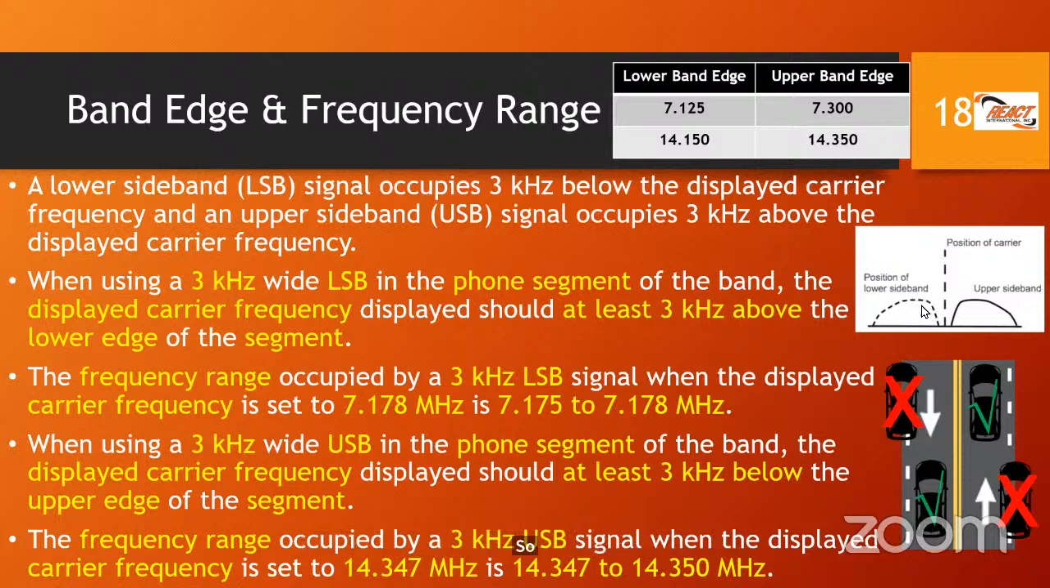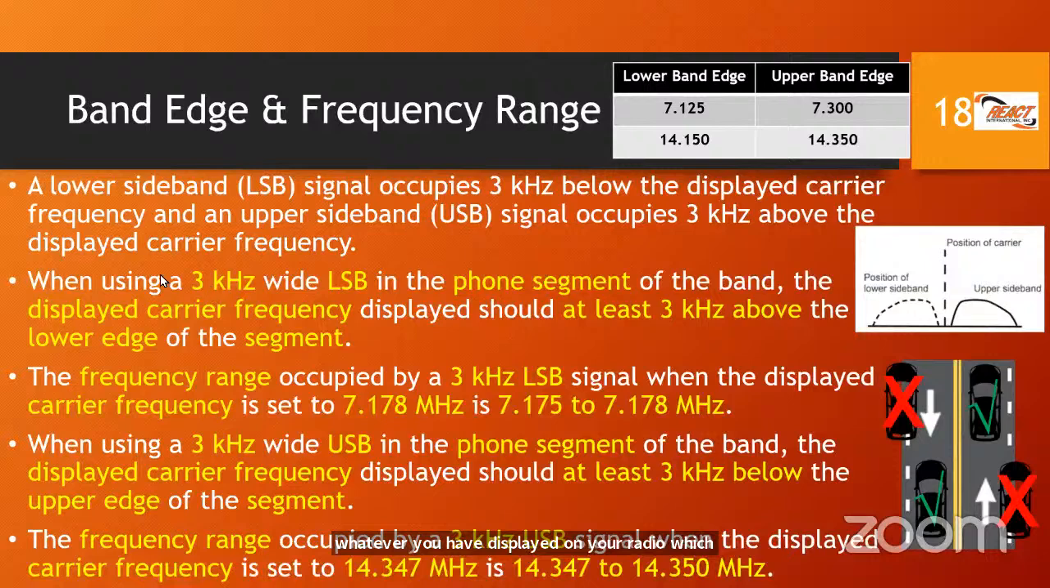And similarly, an upper sideband signal occupies 3 kilohertz above the center frequency. So whatever you have on your radio display, if you say 7.169, if that's the frequency, you need to know that if you're operating upper sideband, your signal will occupy that frequency and also a bandwidth up to 3 kilohertz above whatever you have displayed on your radio, which is the center frequency, right?